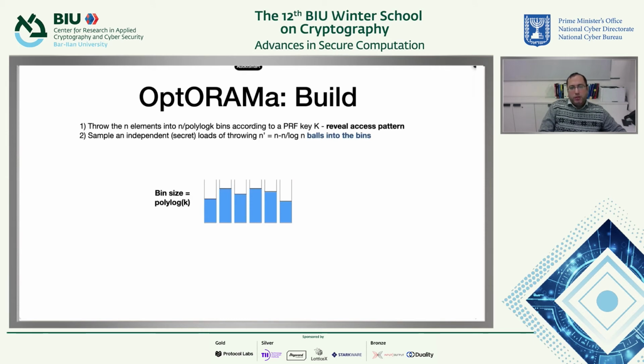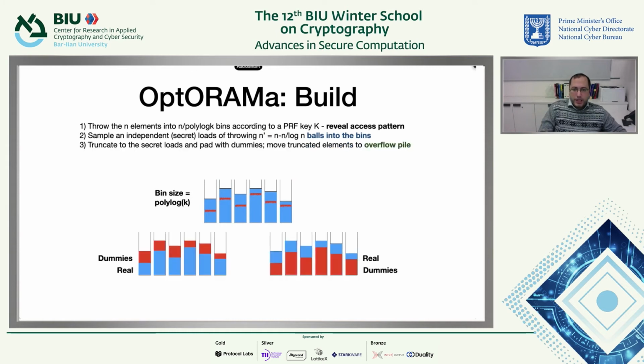Now, we are going to sample an independent secret load of throwing fewer balls. It's going to be n minus n over log n into the same bins. But it's going to be secret. I'm not going to reveal it to the adversary. So I'm just going to sample a number, the secret load. Now I'm going to take this structure and make two copies.